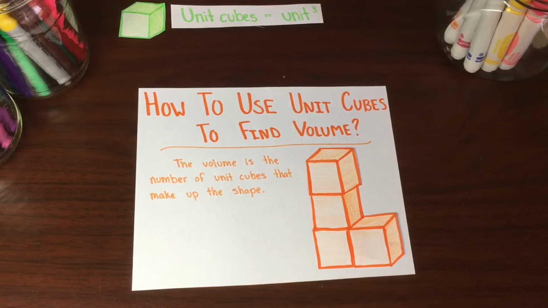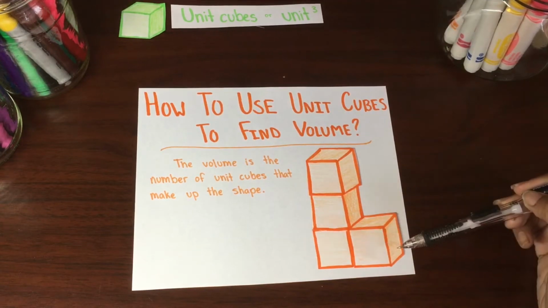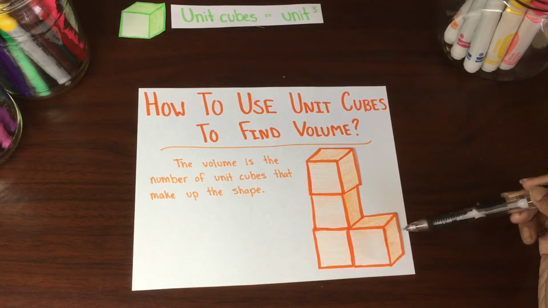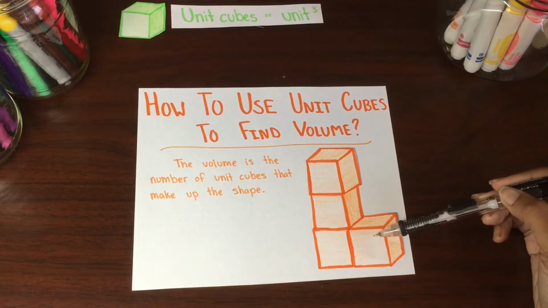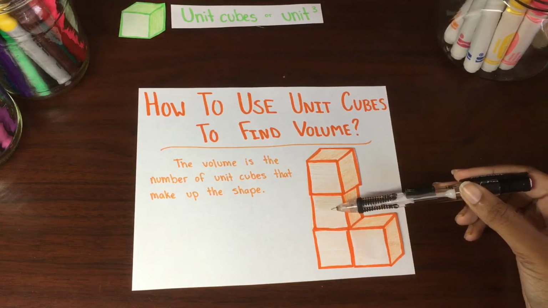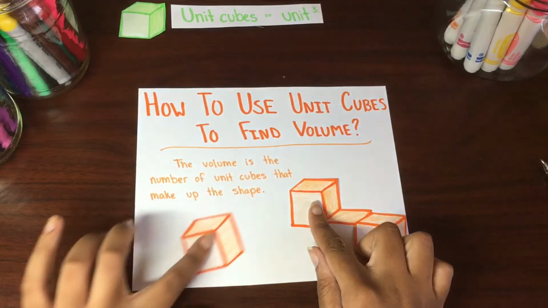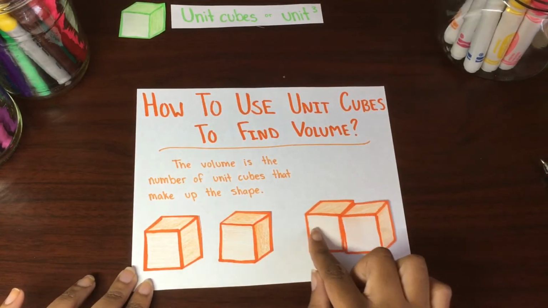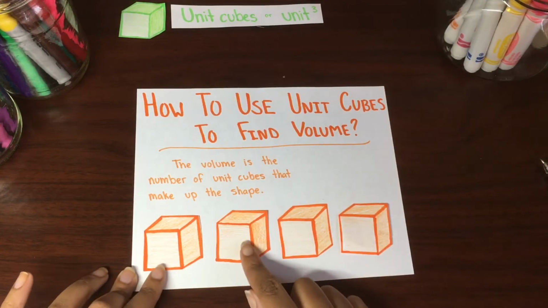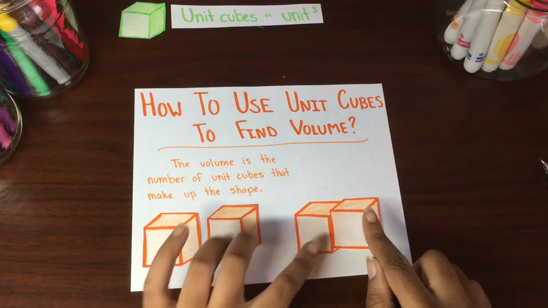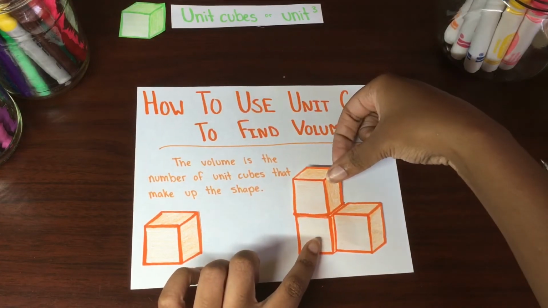So, how do we use the unit cubes to find our volume? Well, the volume is the number of unit cubes that makes up the shape. So, as we can see with this shape right here, it only goes 1 cube back. So there's only 1 cube here, 1 cube here, 1 cube here, and 1 cube here. So that makes up 1, 2, 3, 4. So for this shape, I'll put it back together.